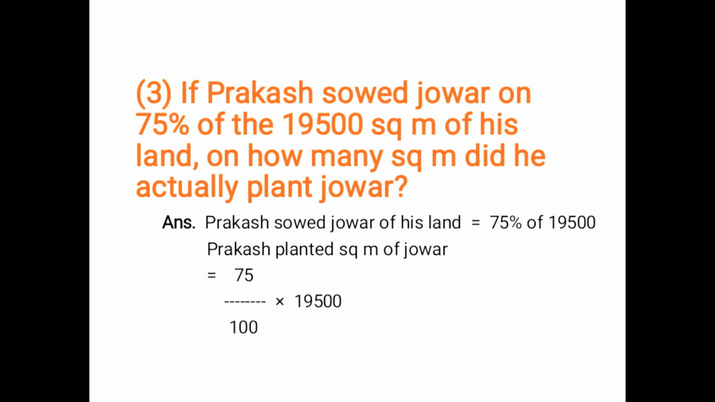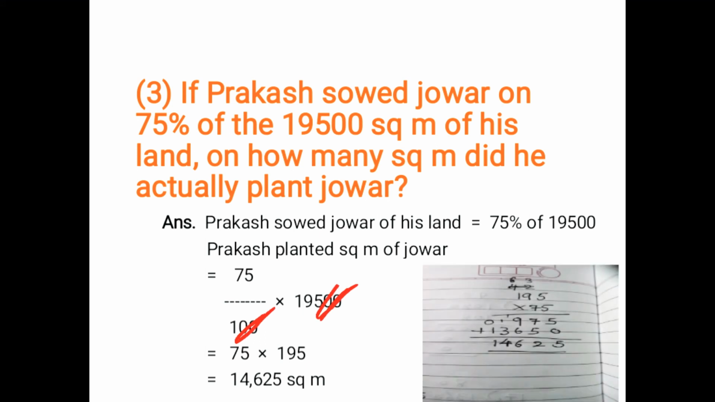So two zeros you have to cut here, this two zeros and this two zeros. Okay. Now you have to multiply 75 into 195. The answer is getting 14,625 square meter. Look at the picture here. Here I have multiplied 195 into 75. Got it?